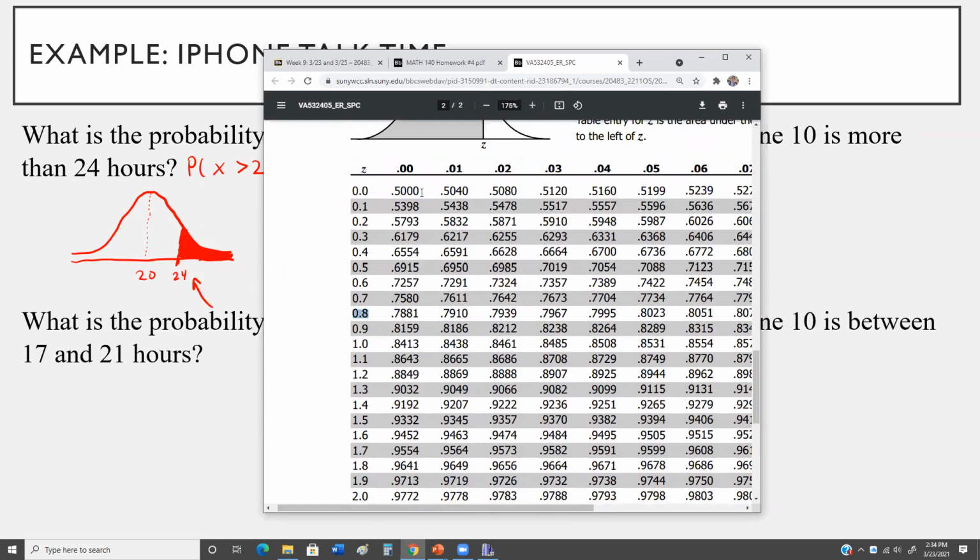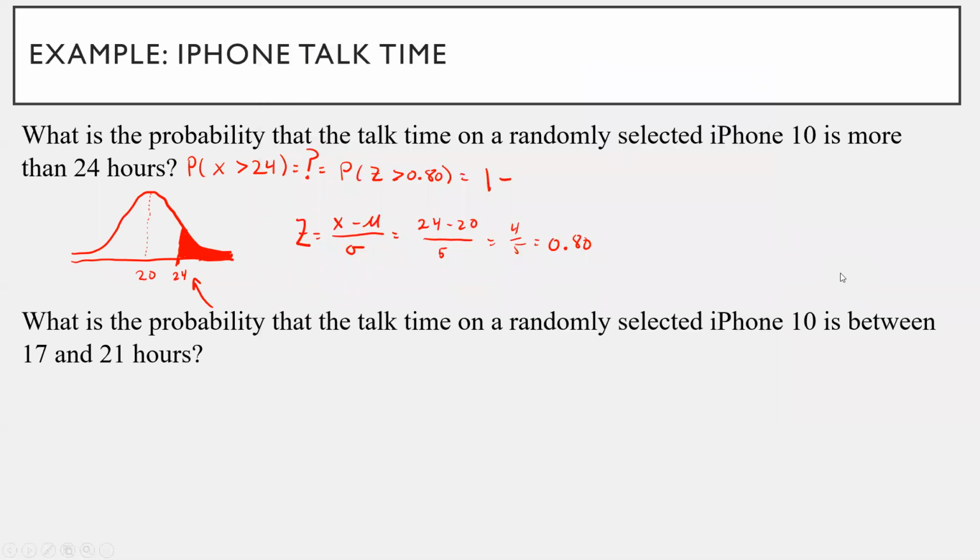Here's 0.8. And then the last digit is 0, which is 0.7881. So it's 1 minus 0.7881. So that ends up being 0.2119, I believe. So you always have to go to the table. Okay, that's important. You always have to head to the table. Ring a bell?